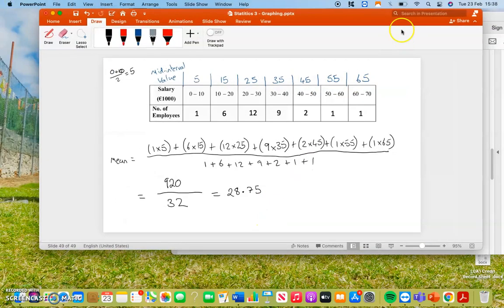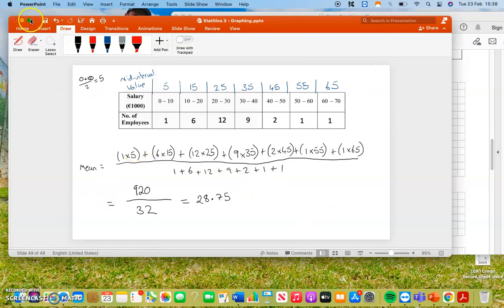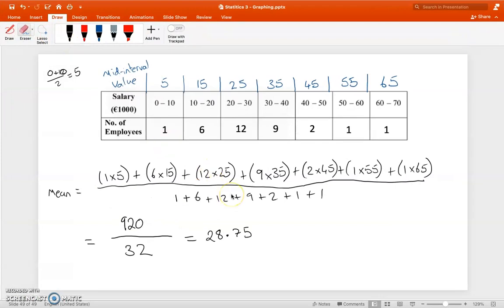I'll just check what the question asked for. In the question it said using mid-interval values find the mean salary of the employees, so it didn't actually say. The only other thing is that it's 28.75, but it's going to be 28,000-something, so you're multiplying 28.75 by 1,000 to find the actual salary itself, which is 28,750. In your example it should be fine, but sometimes examiners can be very strict and want this exact number. You might only get docked 1 mark in that sense.